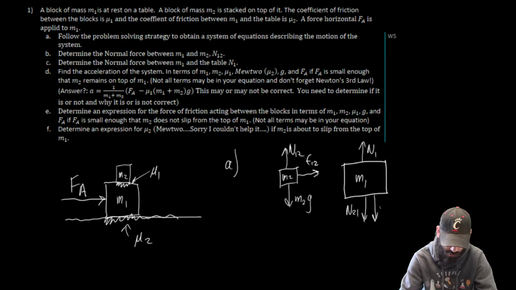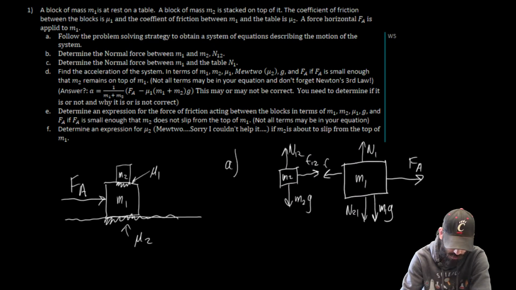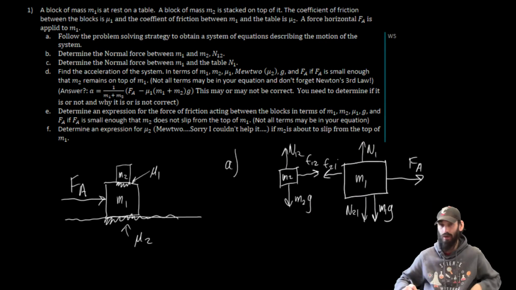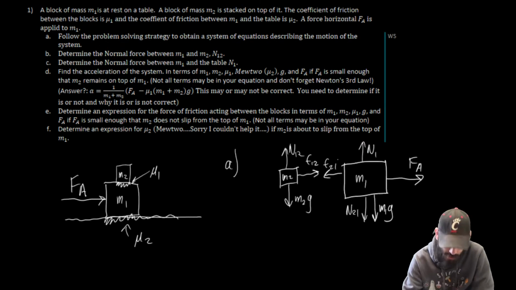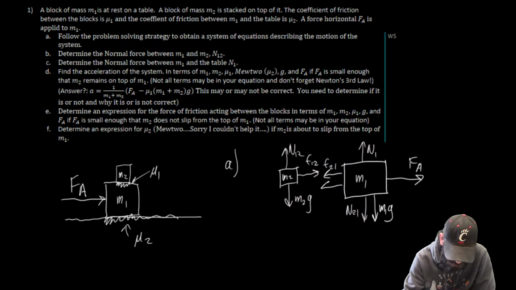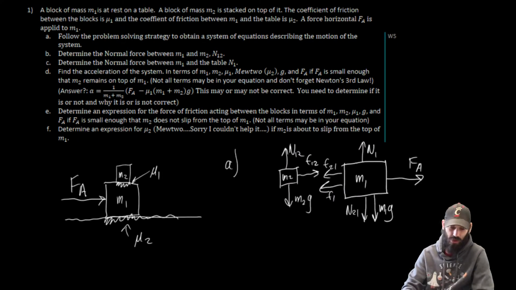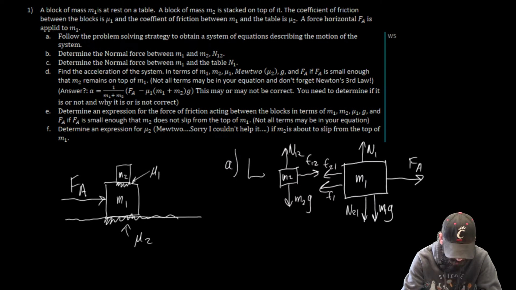We also have gravity, so this is going to be M1G. We have our applied force that's going to be going like this. We actually have two forces of friction. We have the force of friction that block 2 acts on block 1. Again, this is a pair of Newton's third law forces, so they're equal and opposite. And then there's the force of friction that's just acting on this block. Okay, so those are our free body diagrams.